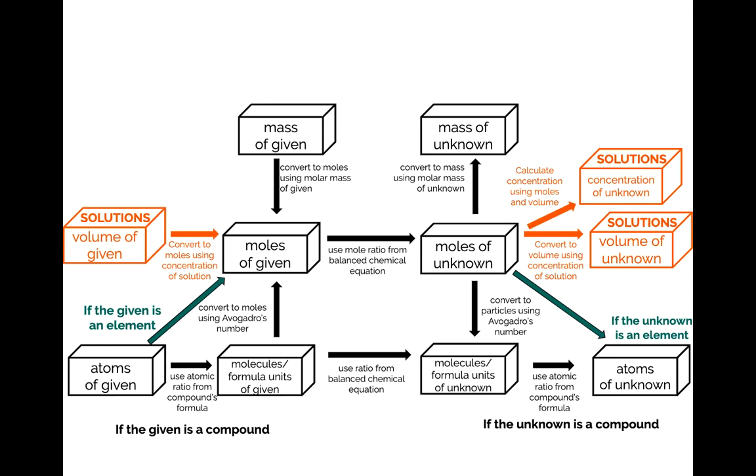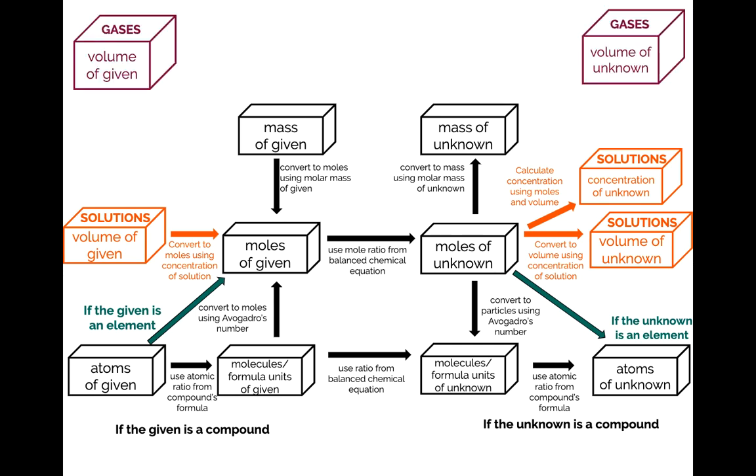Here's our stoichiometry roadmap that we have so far. Now we're going to add in the gases. For the first part, if we have the volume of a given and we need to find a volume of an unknown, where they're both gases, we can go straight across. So we don't even need to get into this mess. We can just use the ratio from the balanced chemical equation. So that's the first part.